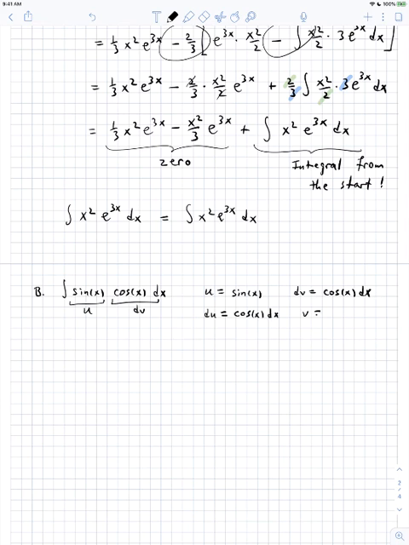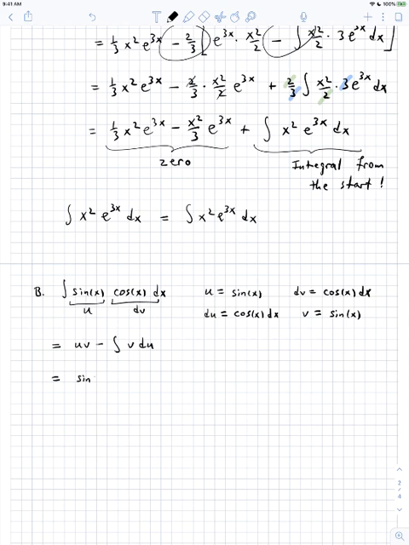Well, what about v? We want an antiderivative of cosine. An antiderivative of cosine is sine of x, because as we just mentioned, the derivative of sine is cosine. So the antiderivative of cosine is sine, or at least an antiderivative of cosine is sine. All right, so now we want to use our formula: u times v minus the integral of v du. Now we fill in all of the parts. We found all of the parts and we just need to put them in place.